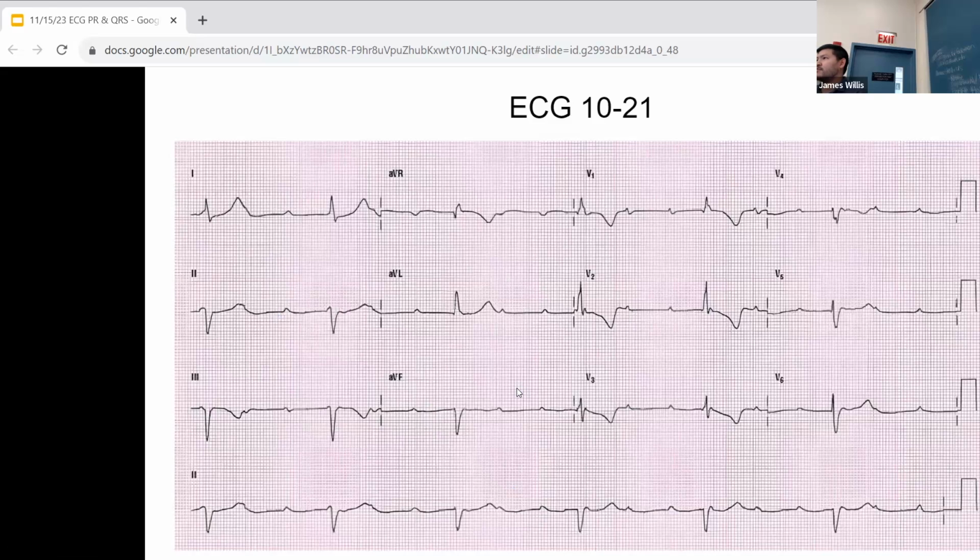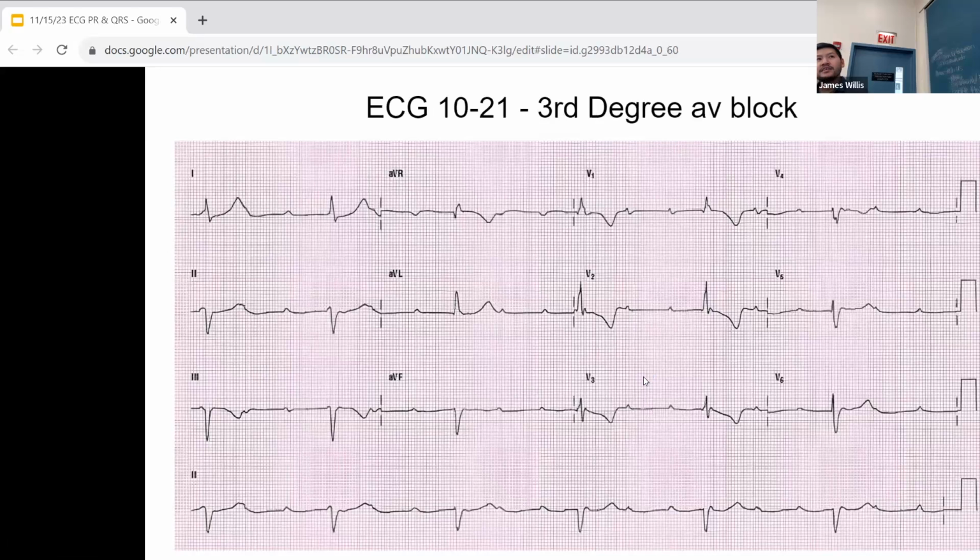Right bundle with a left axis, and the only thing that could do that is a left anterior fascicular block. And then you see the PR is long. Right bundle, left anterior, first degree: trifascicular. And you can get new right bundle and left anterior fascicular blocks in an MI as well. So if the patient has severe chest pain, you should start getting diaphoretic.